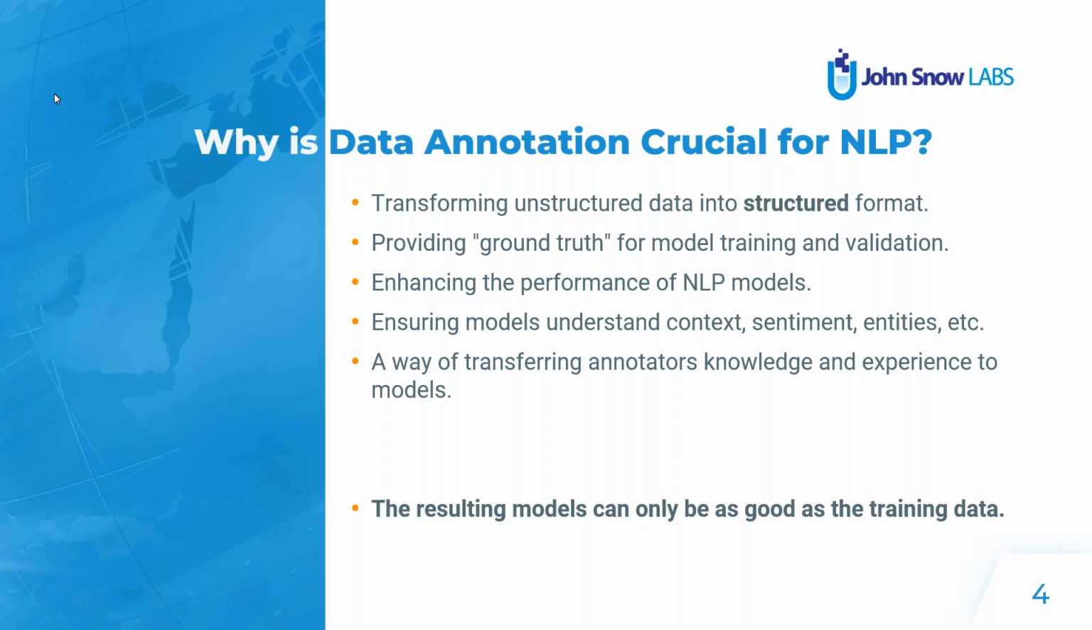So annotation directly enhances model performance by ensuring that the models understand language in context, whether that's sentiment, entities, intent, or the relationships between words and so on. Essentially, annotation is how we are able to transfer human knowledge, intuition and experience into a machine-readable form that can be exploited by the AI models. A very important takeaway here is that the models are only as good as the data they are trained on. So poor quality annotation inevitably leads to poor quality models.